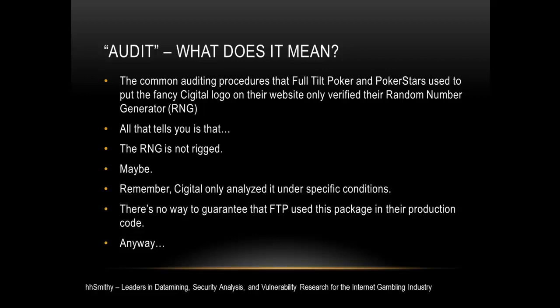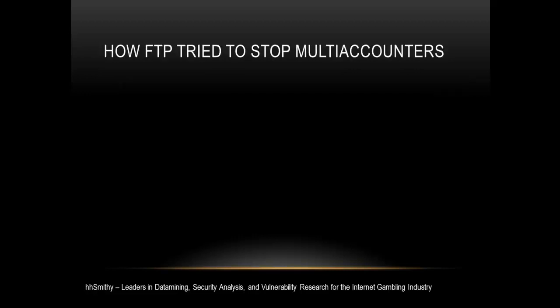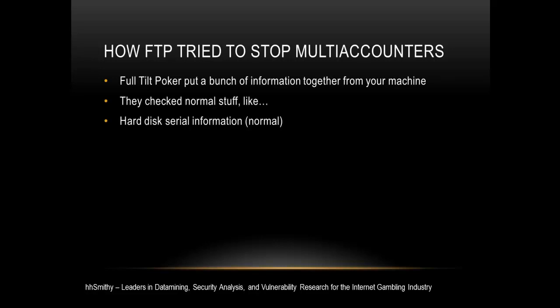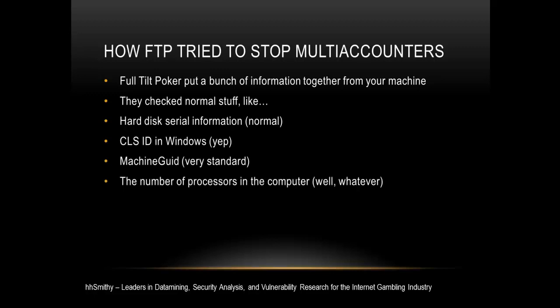What we're going to talk about is how Full Tilt Poker tried to stop multi-accounters. Full Tilt Poker put a bunch of information together from your machine. They checked normal stuff like the hard disk serial information. It's totally normal. The CLS ID in Windows. Yep. The machine GUID. Yep. The number of processors in the computer. Not really sure what that'll tell you, but it's fine. The IP address. Well, obviously, you have to connect. The MAC address, of course, of your network card.